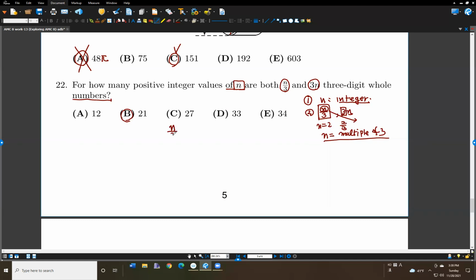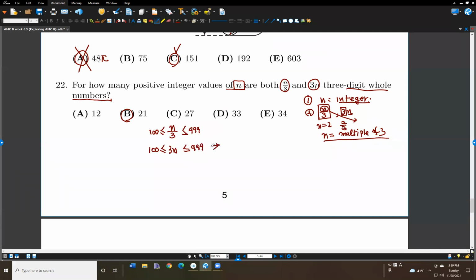n over 3 is a 3-digit number. What is that? Greater than or equal to 100, but less than or equal to 1,000, not equal to 1,000, right? Just, maybe the maximum number will be 999. That is the last 3-digit number. And also 3n must be a 3-digit number too. It's going to be greater than 100, but still less than or equal to 999.